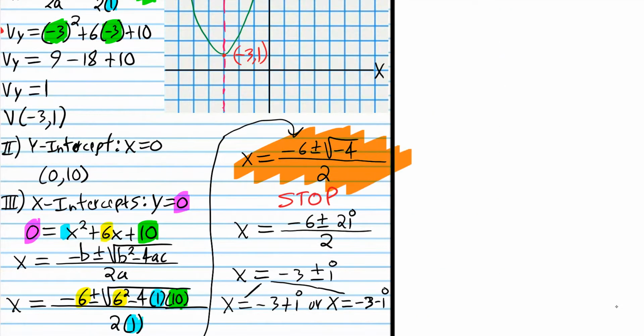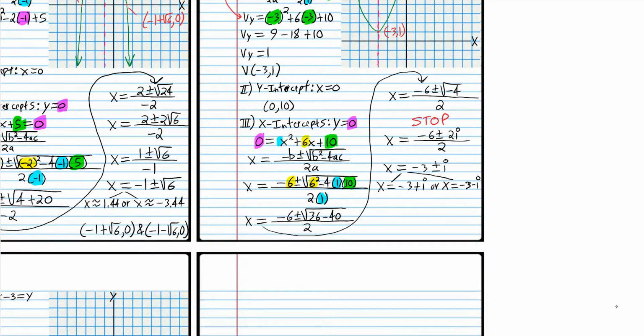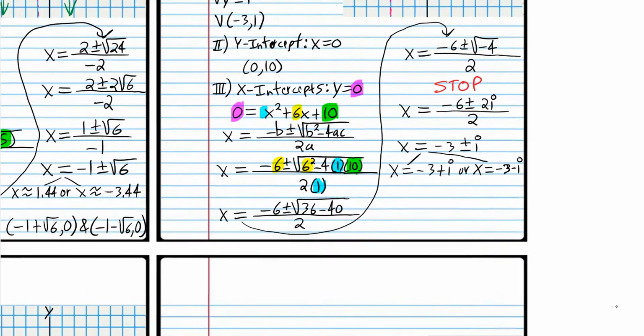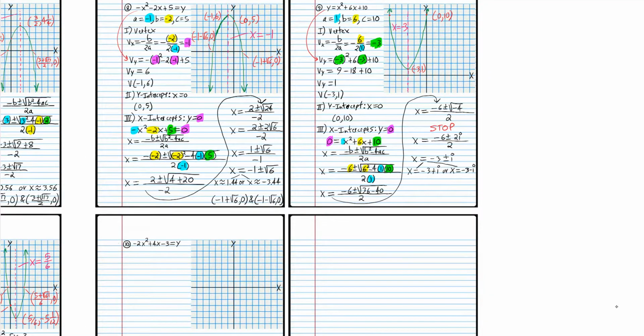There's not going to be any x-intercepts. But I do want you to do this work here just to show you what it looks like when you have no x-intercepts. So go ahead and try number 10. I'm going to leave number 9 in the window, and when you come back, we'll do it together.